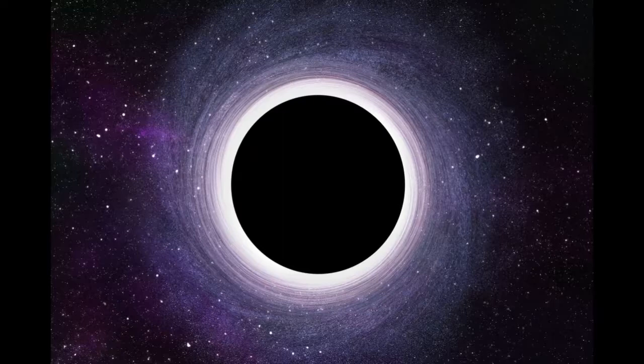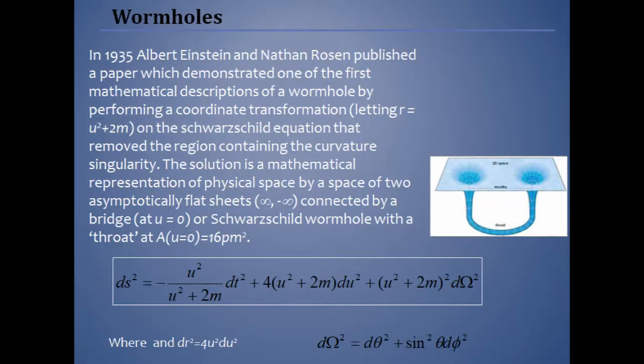It's possible to do something called a coordinate transformation and actually make the infinity go away. In fact, the original black hole equations, known as the Schwarzschild solution, are transformed into something called the Einstein-Rosen solution if you do what's called a coordinate transformation on that equation, and you can remove the infinity. We'll come back to black holes in a moment.